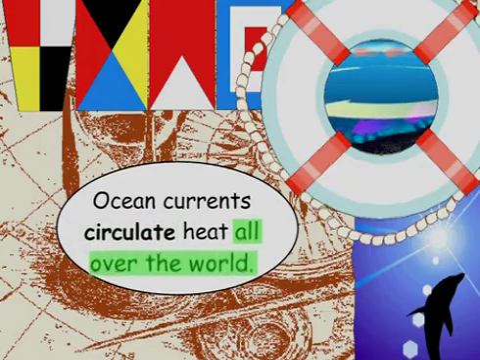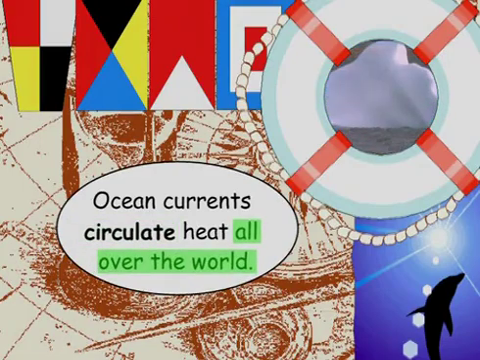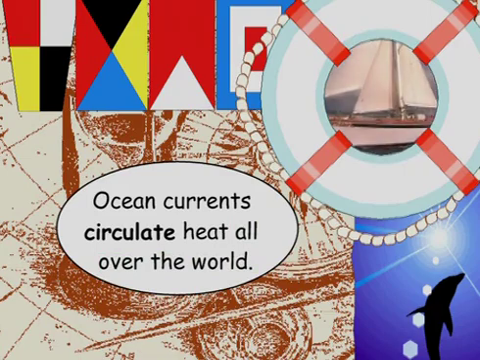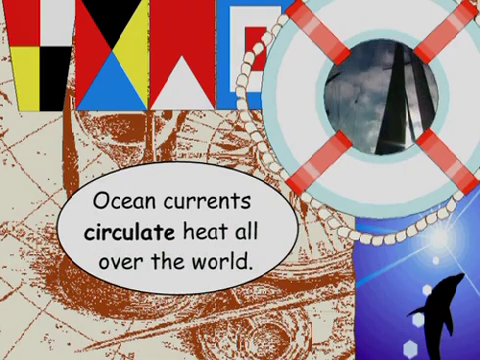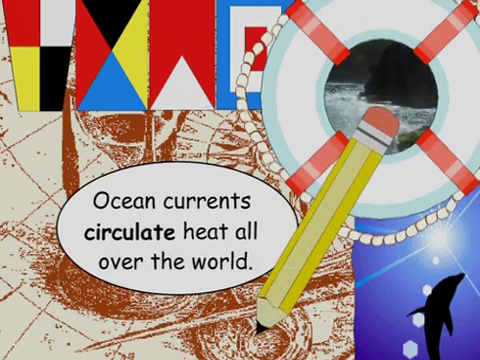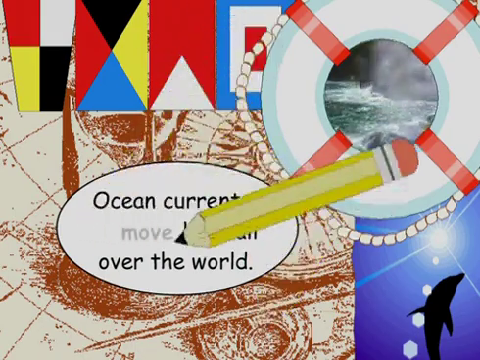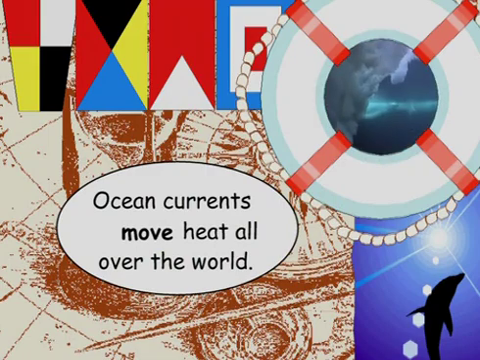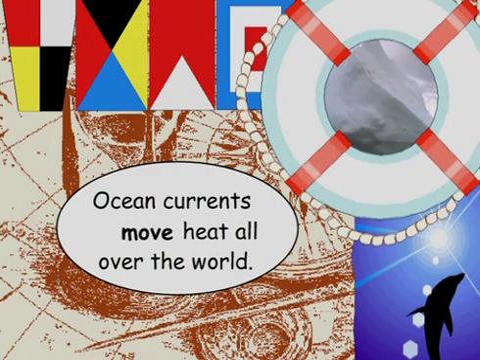The words all over the world provide clues. For something to go all over the world, it needs to move. Read the sentence again and substitute the word move for circulate. Ocean currents move heat all over the world. Does the new sentence make sense? Circulate means move.